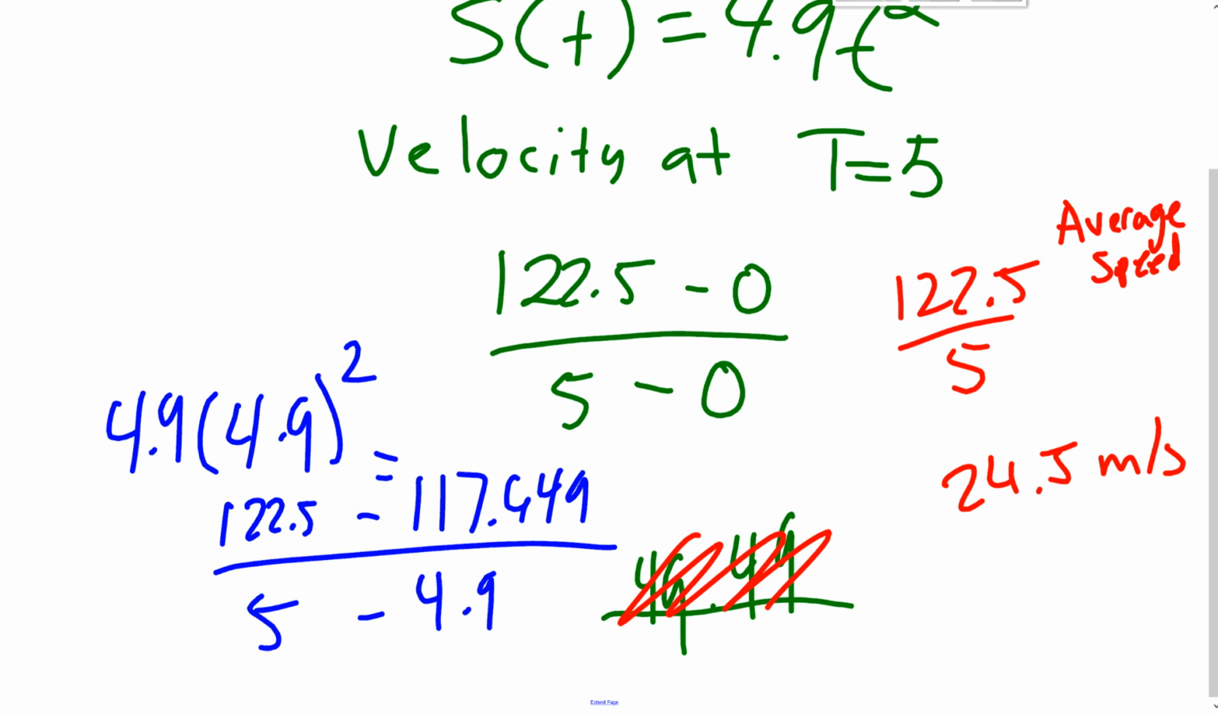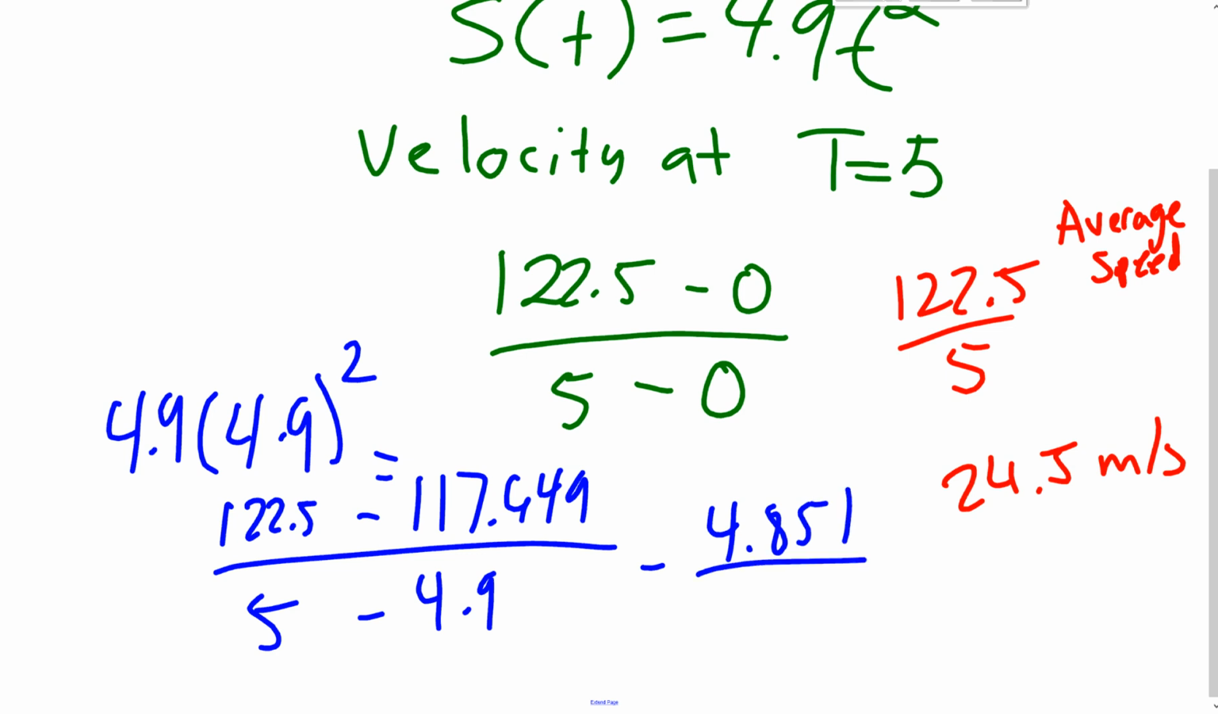So now we can do the math here. So we get 4.851 on top, and then on bottom we get the 0.1. And then so we just divide that, move it over, just move the decimal over 1, and we get 48.51. And then so that's meters per second.